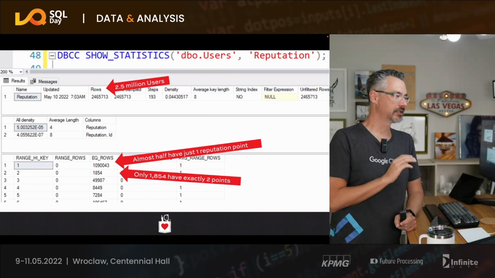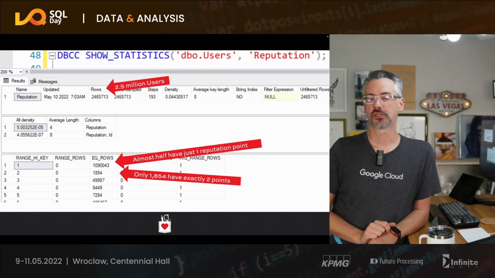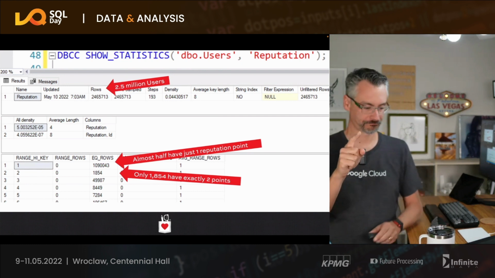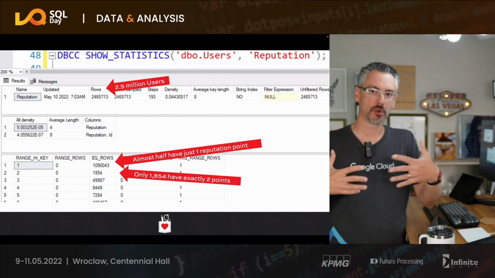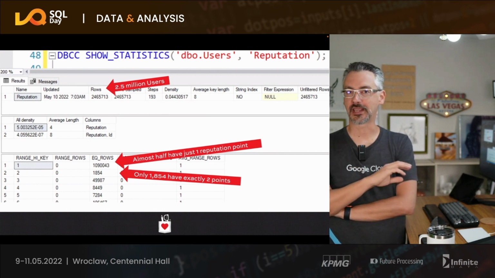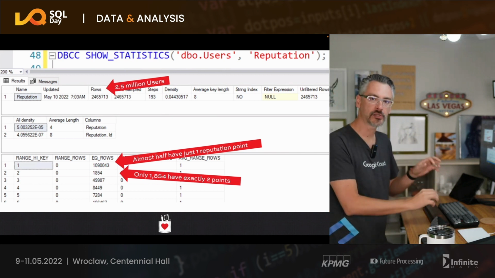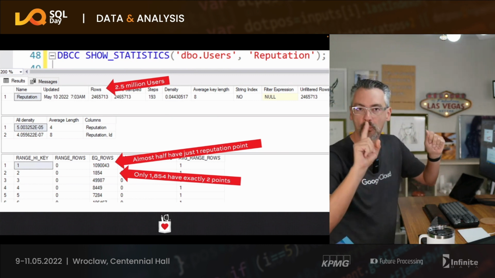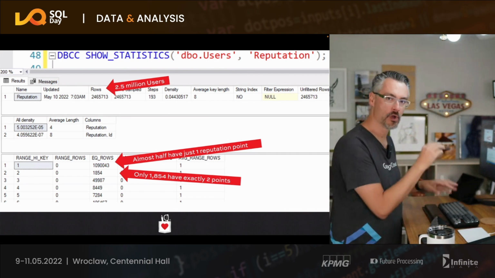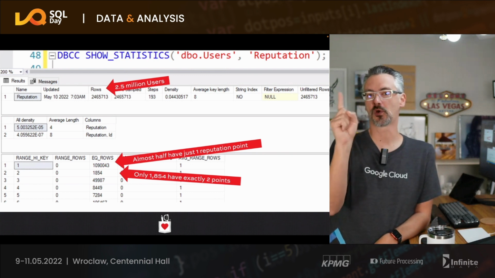Now in this example, you see at the bottom of the screen there, it says range high key 1. So there's a bucket just for the people with reputation equals 1. The reason why is that when you create a new account over at Stack Overflow, and this happens all day, every day, to go ask a question or post an answer, you get 1 reputation point. Everybody, when they get started, gets 1 reputation point. So it's very common for people to have just 1 reputation point.